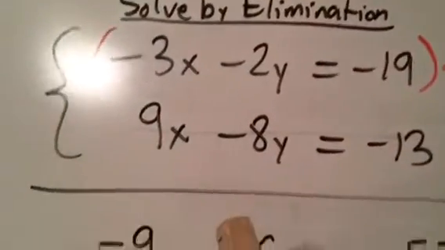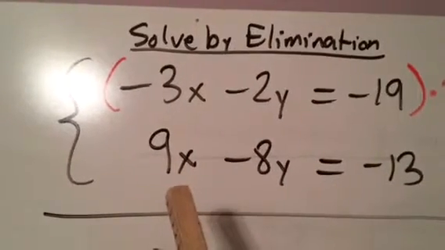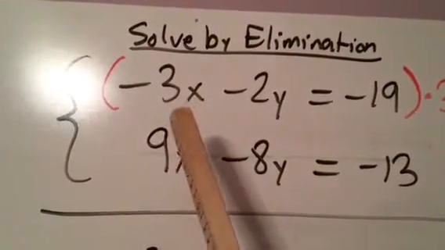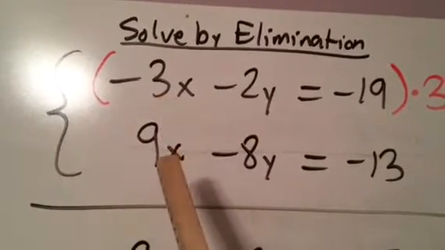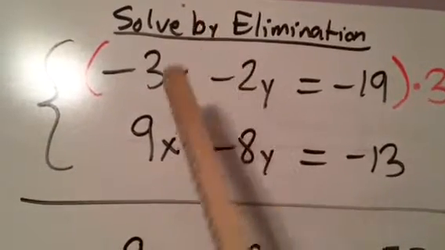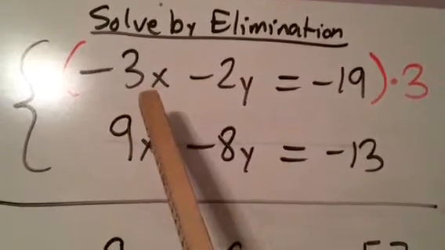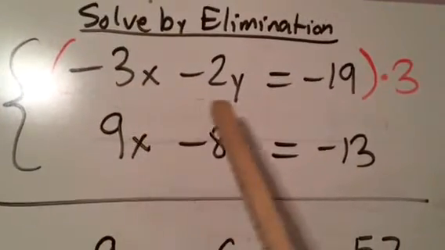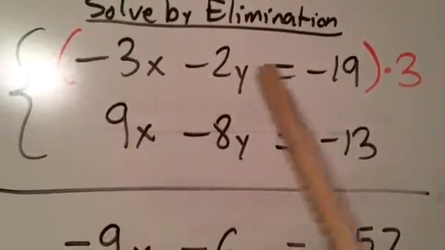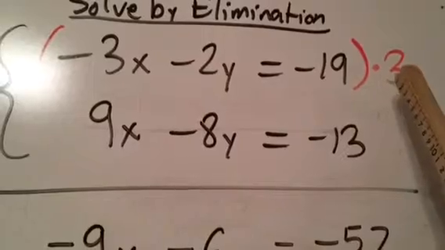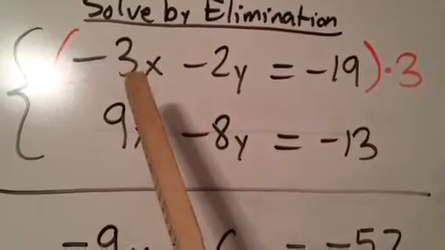For example, here we have negative 3x and a positive 9x. It would really be nice had this been a negative 9x, because if this were negative 9x combined with 9x, the x's would cancel each other out. So we are going to make this a negative 9. In order to do that, we have to multiply everything in the equation by positive 3, because positive 3 times negative 3 would turn this into a negative 9.